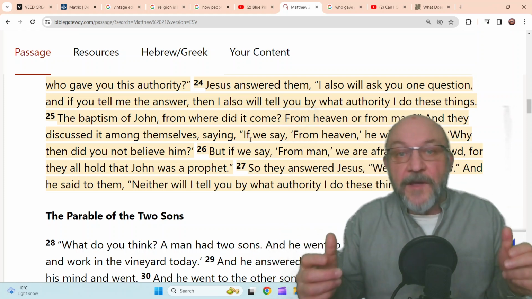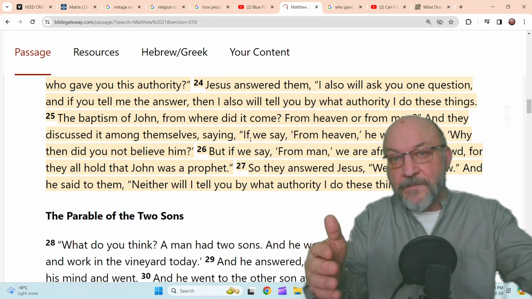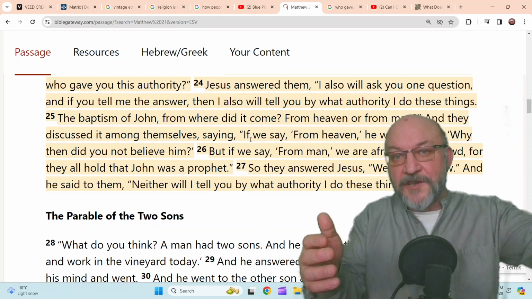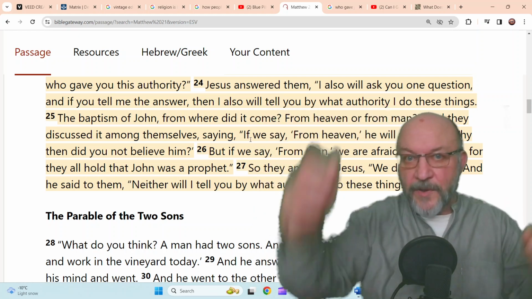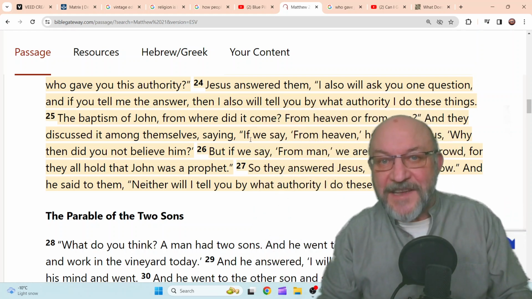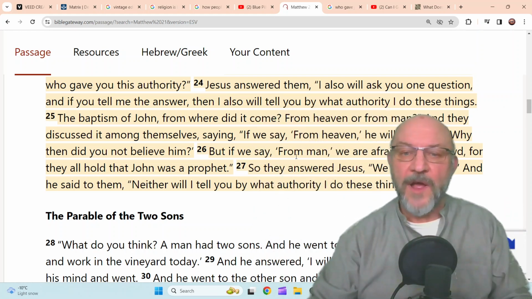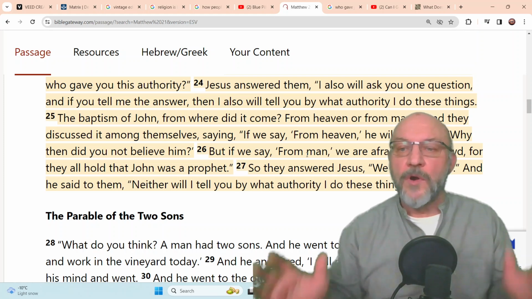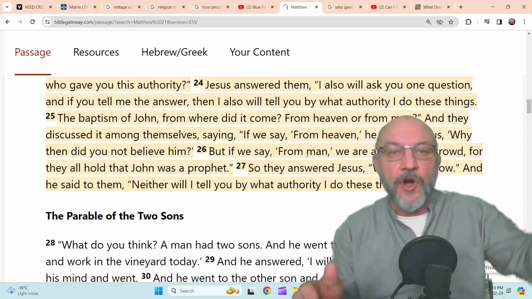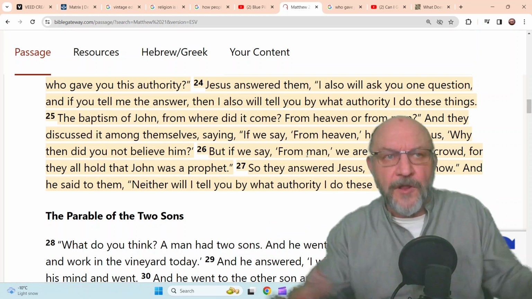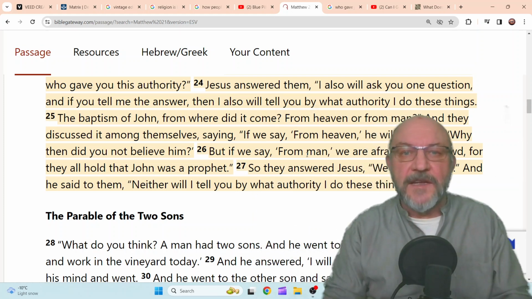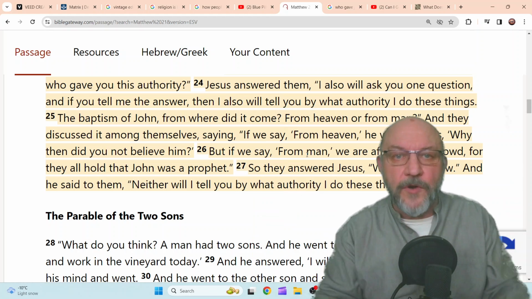You see, if we say from heaven, then Jesus is going to say, well, why aren't you guys following him then? They couldn't say that. And then they said, well, if we say it's from man, we're afraid of the crowd, for they all hold John as a prophet. They'll all come against us and we'll lose all our control over our people.